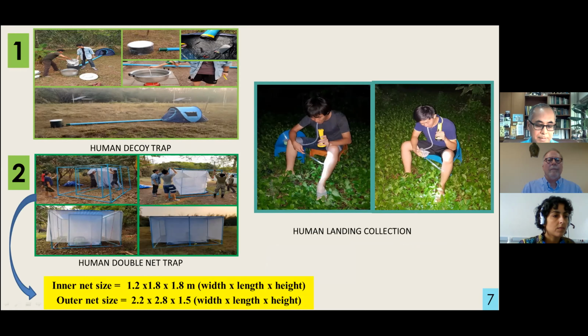The human double net trap comprises two net layers, a smaller inner net and a larger outer net. The human volunteer sits inside the inner net to be protected from bites while mosquitoes attempt to feed. From the slide, you can see how the net dimensions are different. The inner net is 1.2 by 1.8 by 1.8 meters, and the outer net size is 2.2 by 2.8 by 1.5 meters. As you can see here, there is a small gap between the inner net and the outer net, from the ground up to the outer net. This gap lets mosquitoes get in.